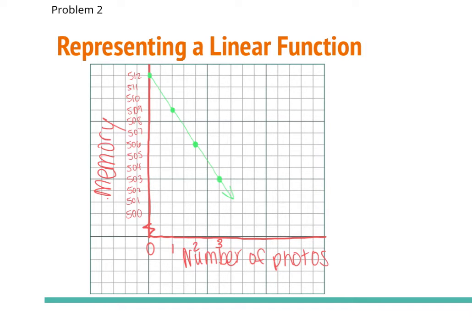and it's decreasing, okay? So the more photos you take, the less memory you have to use, okay? That's the relationship here. Because the more photos we take, the more memory we have used, so the less memory we have left. Okay, that's why the arrow is going down.